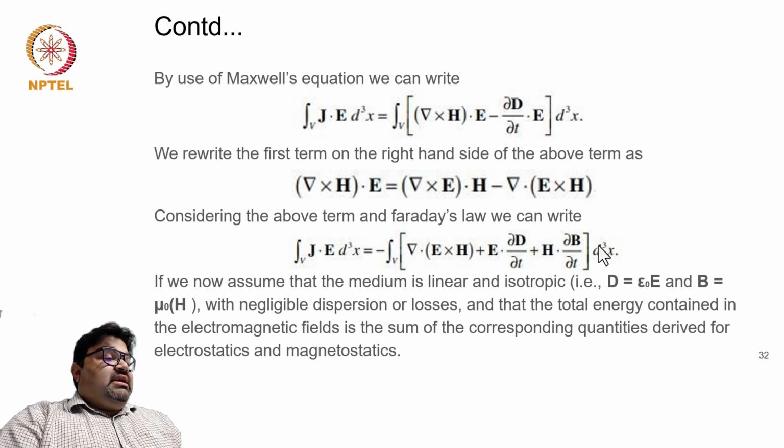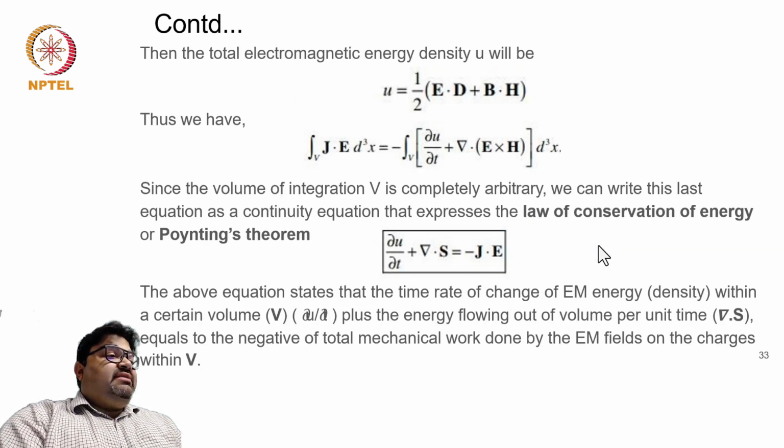Okay. If now you assume that the medium is linear and isotropic, then the displacement current becomes just a scaling of the electric field, and same as the magnetic field and intensity. And if you do that, then finally you manage to get the electromagnetic energy in terms of E, D, B, and H. Okay.